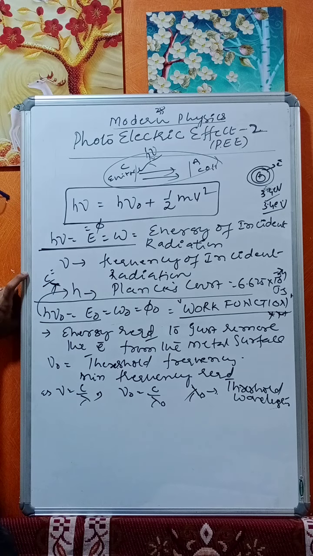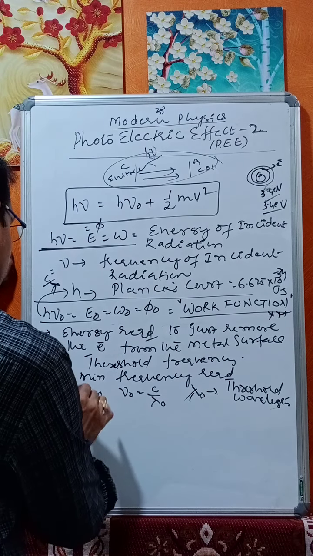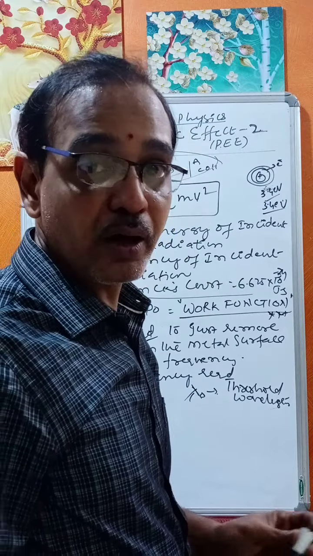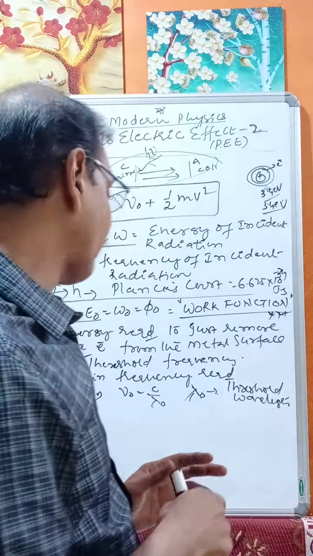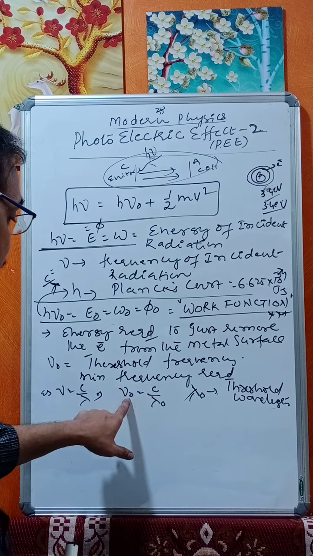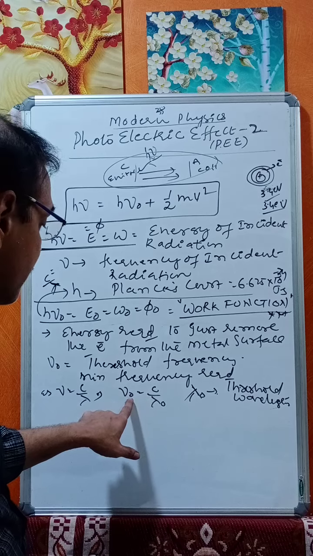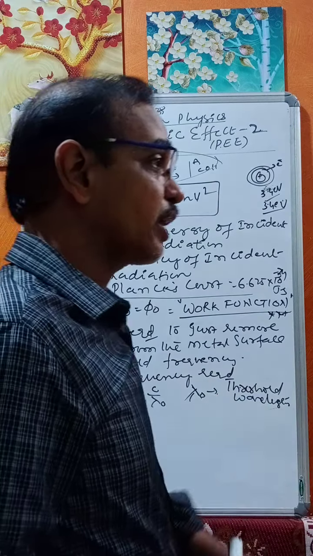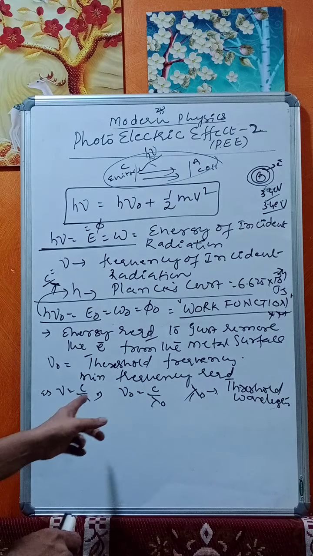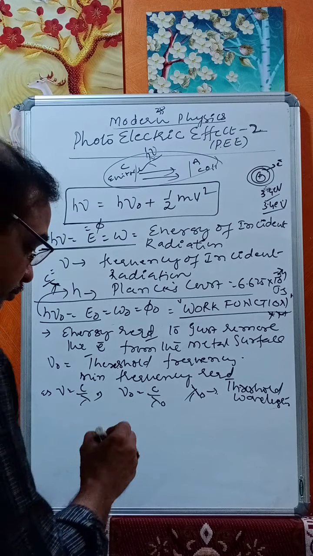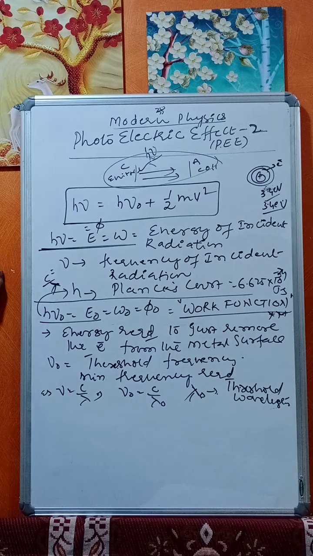Therefore, nu naught is the threshold frequency, the minimum frequency required to remove the electron from the metal surface, and this is the maximum wavelength because nu is proportional to 1 by lambda. C is constant. Therefore, if this is minimum, this should be maximum. Therefore, this is the maximum wavelength required to remove the electron from the metal surface, called the threshold wavelength lambda naught. And here W naught does not depend on the frequency of incident radiation.